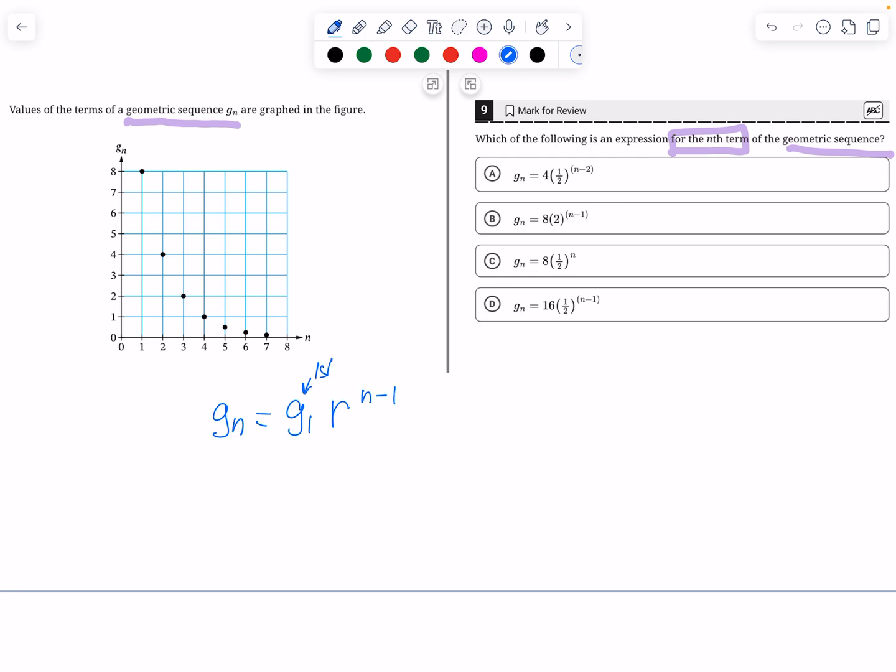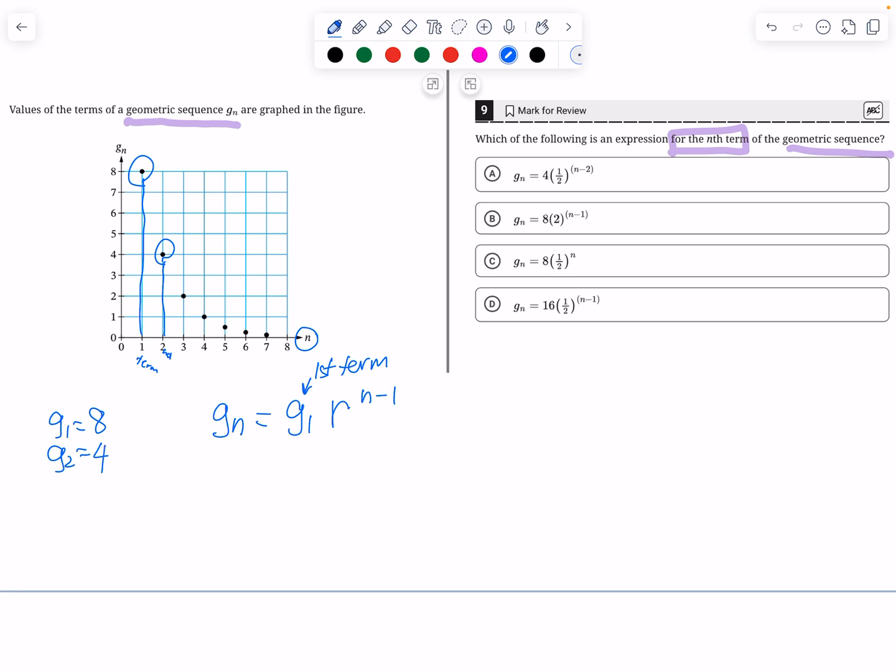So this is something you have to memorize. Here, this is the first term, G sub 1. So let's go ahead and look for the first term. If you look over here, the x-axis, that's the n, which means these are the term numbers. So this is the first term, this is the second term, and so on. What do we have as our first term? Our first term here is 8. Our second term here is 4.